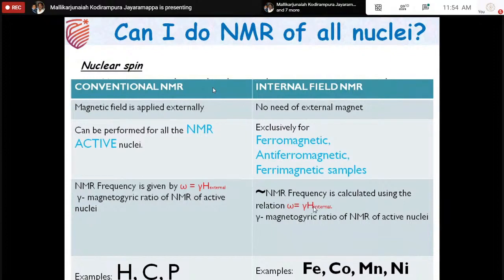What are the nuclei for which we can do internal field NMR? They are iron, cobalt, manganese, nickel. We'll come back to these elements and certain examples later. The bottom line is that we can also perform NMR in the absence of an external magnetic field.